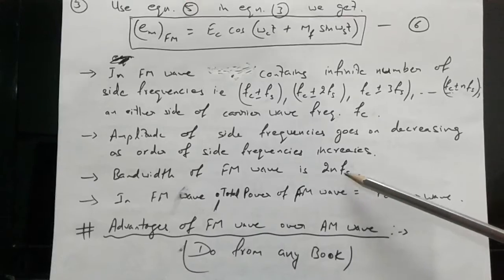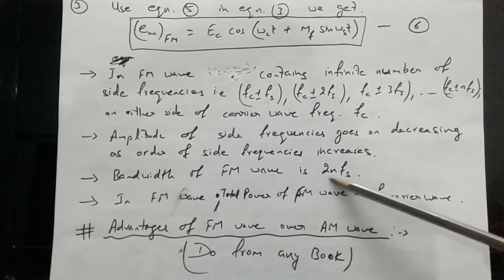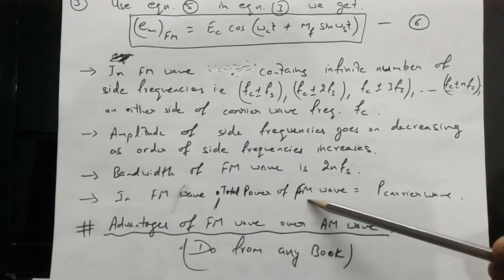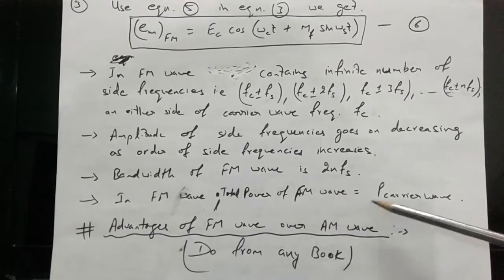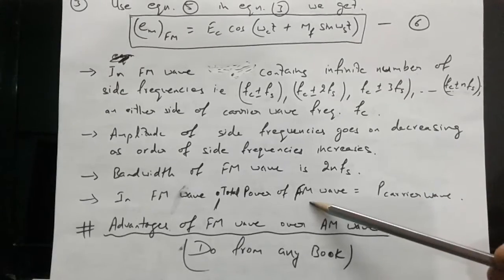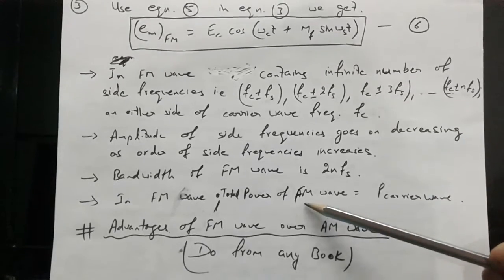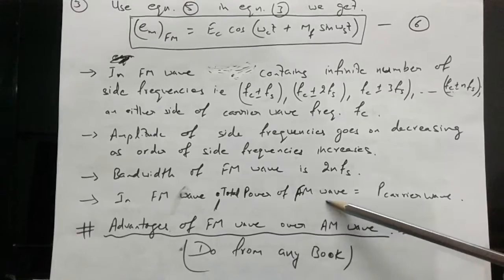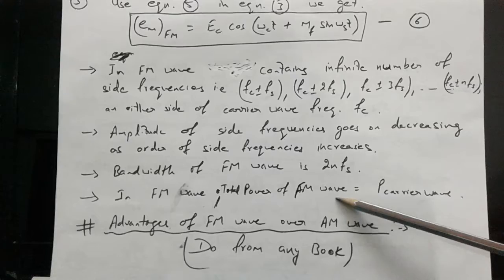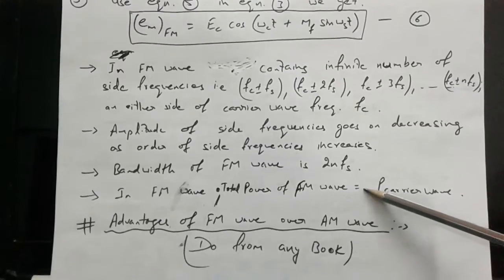In AM wave that difference was equal to 2Fs. Also the total power of a frequency modulated wave is equal to the power of the carrier wave. If you compare with AM wave, in that case we found that the total power of AM wave was more than the carrier wave power, but here both are equal.